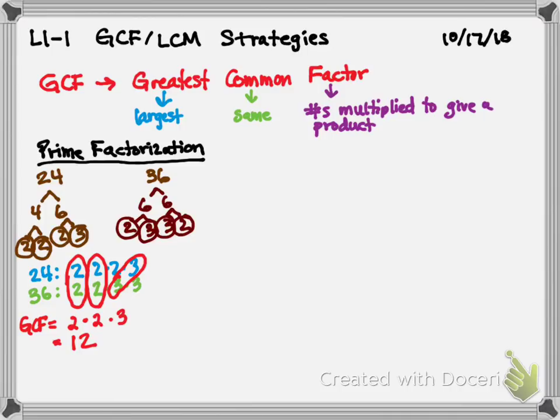Okay, the other strategy is called, I'm going to call it the factor ladder. I think some people have called it the upside down wedding cake.